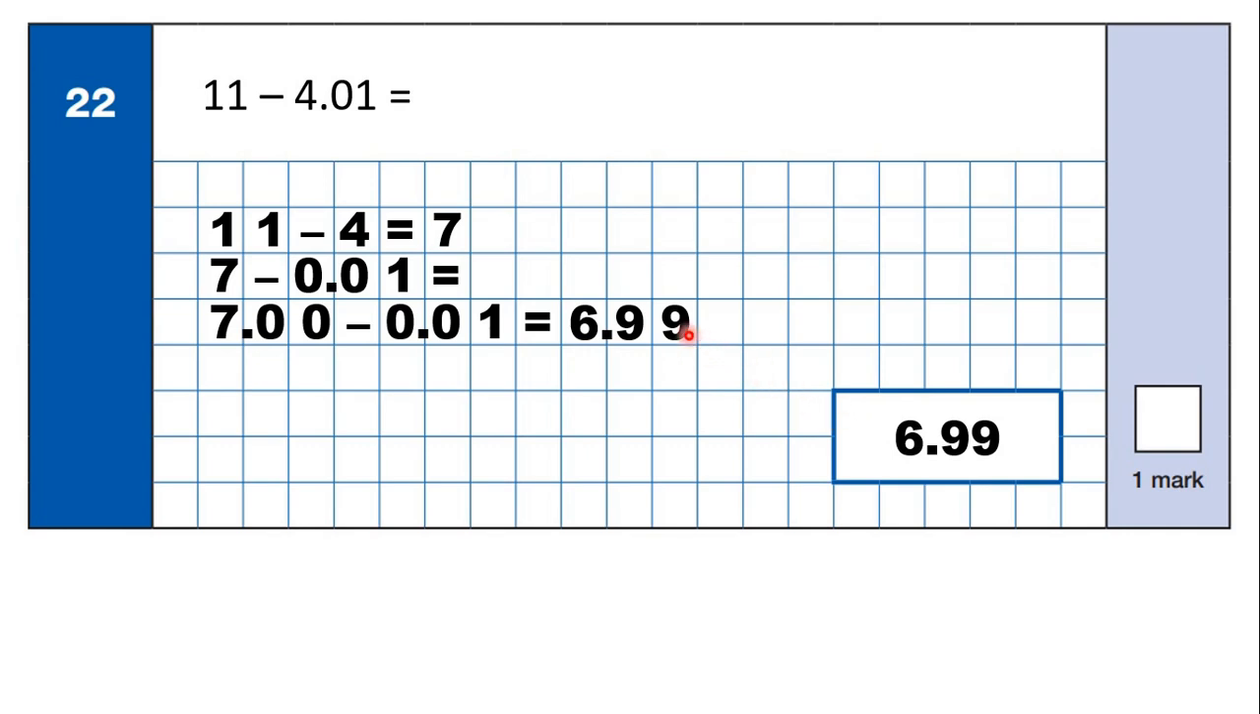If we're unsure, we can always use column subtraction, making sure that our place values are lined up, and then writing 0.00 on the end of our whole number. We need the decimal point in our answer, but now we can't do 0 minus 1, and we can't exchange with the next place value column along. So first, we exchange one of our units for 10 tenths. Then we exchange one of our tenths for 10 hundredths. Now, 10 minus 1 is 9, 9 minus 0 is 9, and 10 minus 4 is 6. So we have our answer.